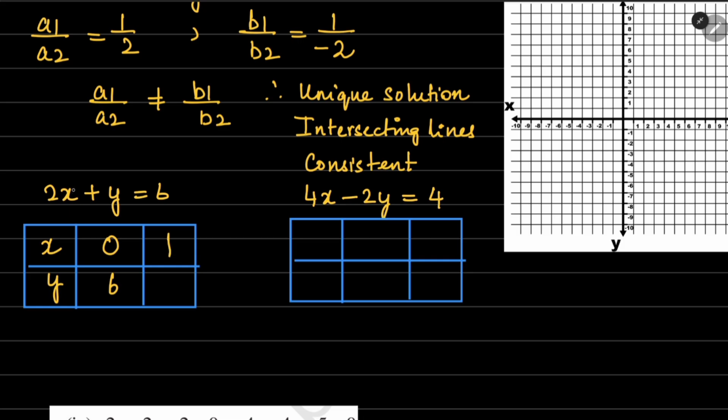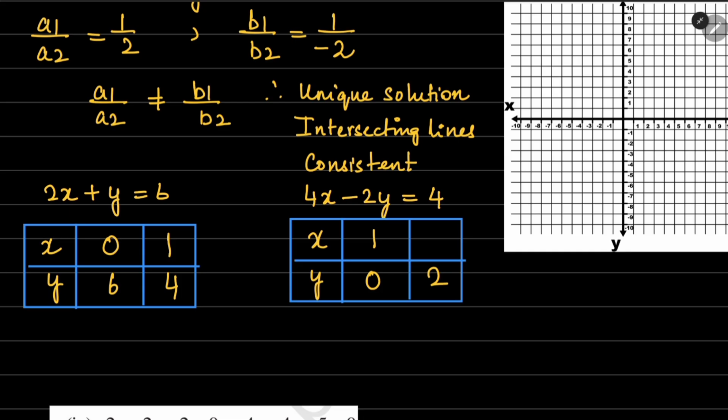It will be 2 into 1, 2 plus y equal to 6. Y will be 6 minus 2, which is 4. Okay. And coming to the second one, that is 4x minus 2y equal to 4. So let's take x comma y. Again, here also we will take, suppose if your y is equal to 0, 4x equal to 4, x equal to 1. Again, if your y is 2, in that case, what will you get?